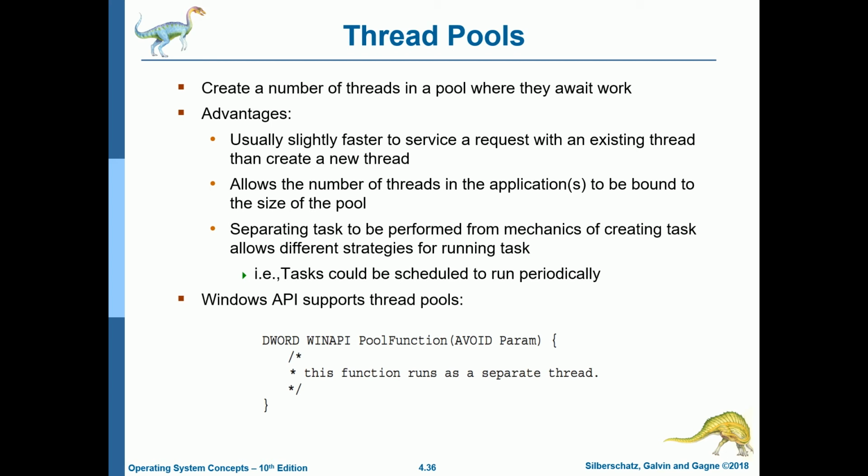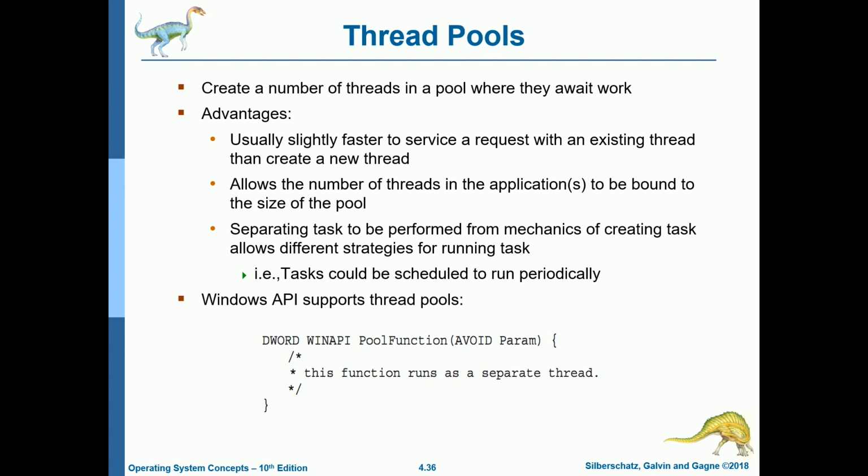First, servicing a request with an existing thread is often faster than waiting to create a thread. A thread pool limits the number of threads that may exist at any one point. This is particularly important on systems that cannot support a large number of concurrent threads. Also, separating the task to perform from the mechanics of creating the task allows us to use different strategies for running the task. So, for example, the task could be scheduled to execute after a time delay or to execute periodically.